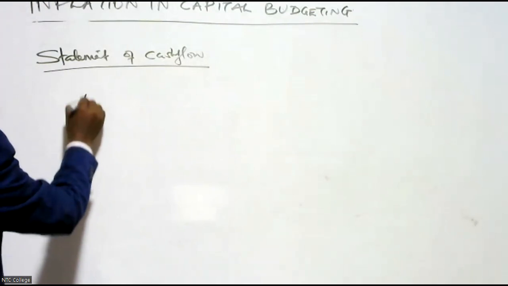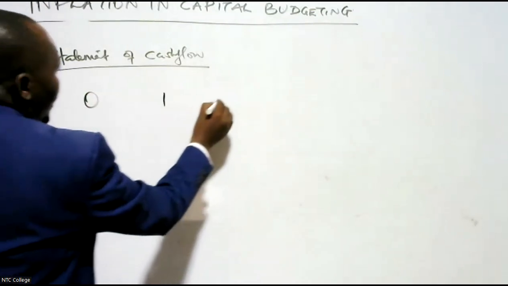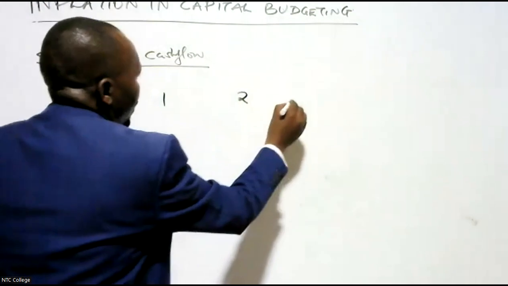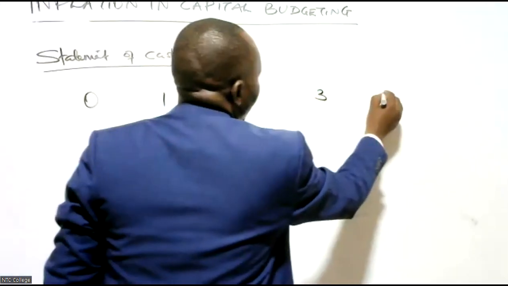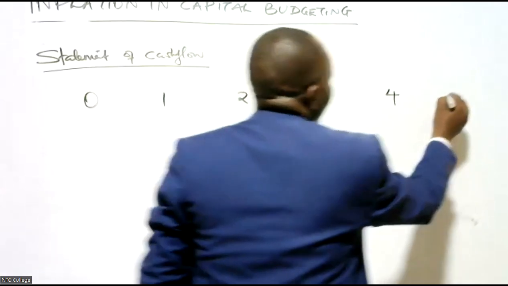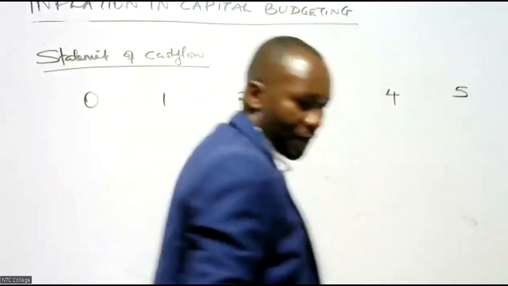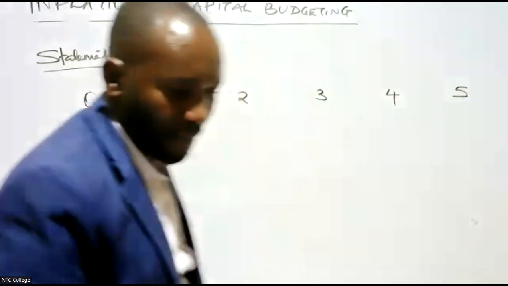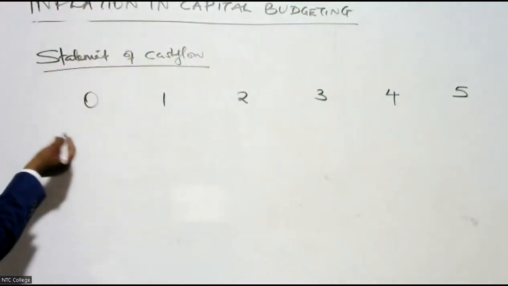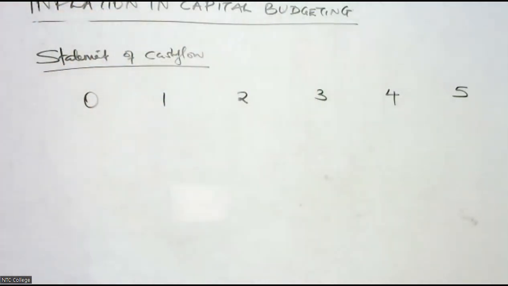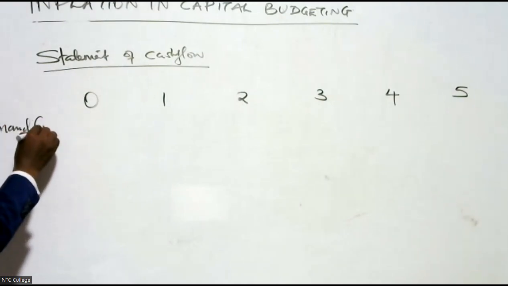So let me start with year 0 here. 0, 1, 2, 3, 4, 5. So in year 0, that one is basically the initial outlays. There are many things there. So we are going to have our revenue now, but we have the demand in units.